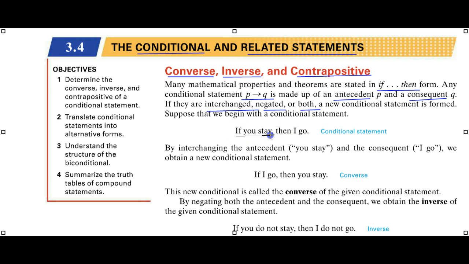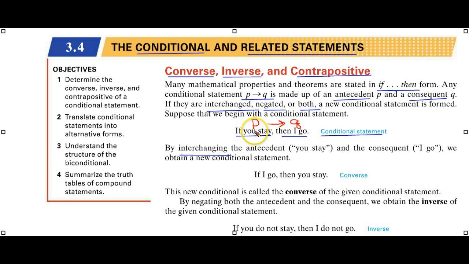If you stay, then I go. That's what we had in the previous section. This is a conditional statement following the if-then form. Now, by interchanging the P, you stay, with the consequence Q, I go, we obtain a new conditional statement that is called the converse.